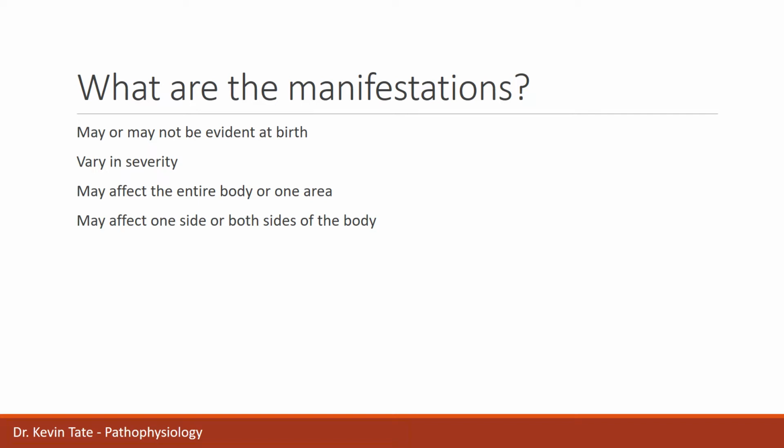If we remember back to that first slide where I showed the different variations of cerebral palsy and how it can affect the body, it can affect one side of the body, it can affect that one side differently, or it can affect the entire body or one region of the body. Really, it's just dependent on the extent of the brain damage.